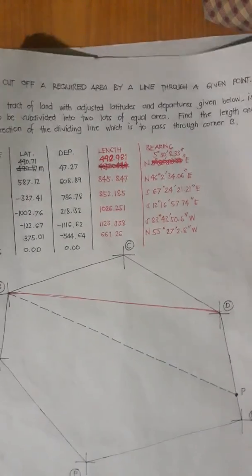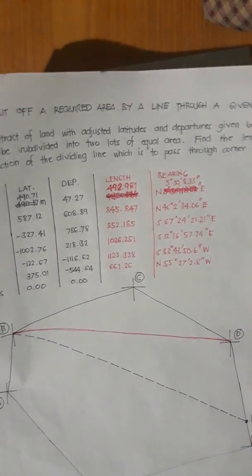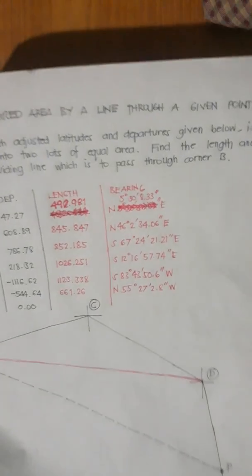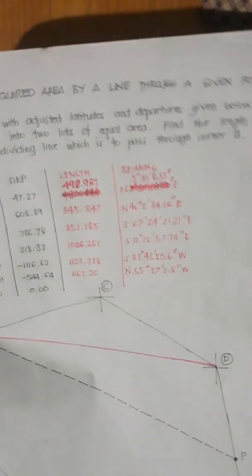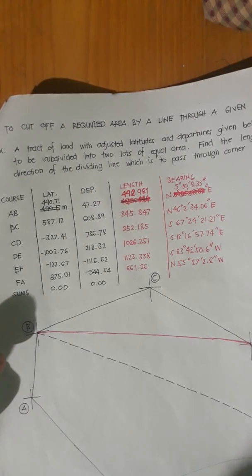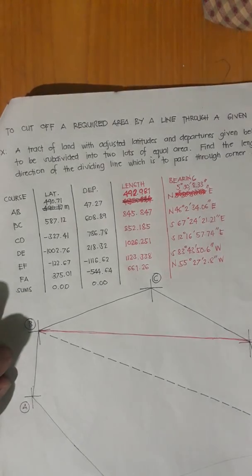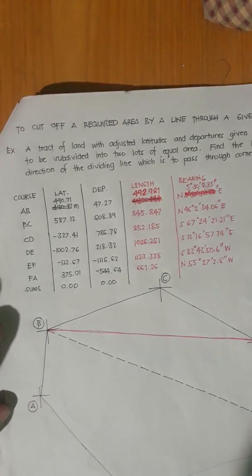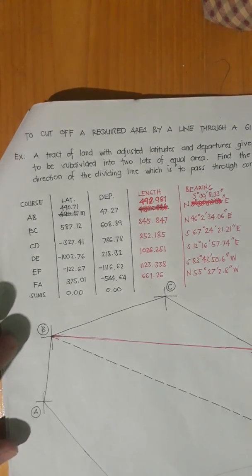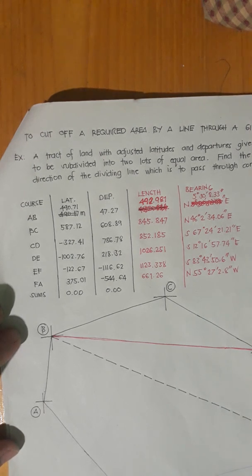Okay, so let's now have the third case for subdivision of land, which is to cut off a required area by a line through a given point. I suggest you first read Module 12 about subdivision of land, which discusses the idea of how to deal with cutting off a required area by a line through a given point as the third case for subdivision of land.